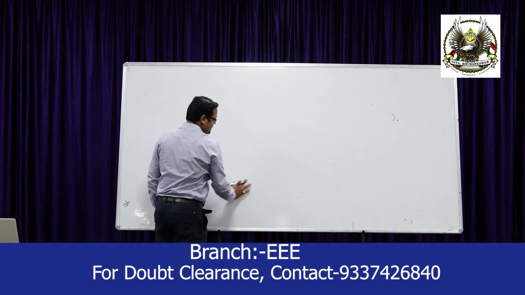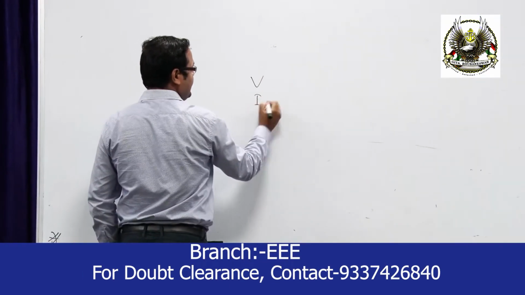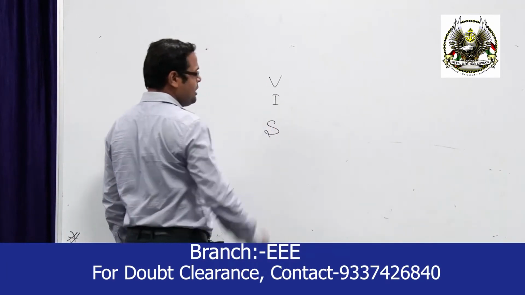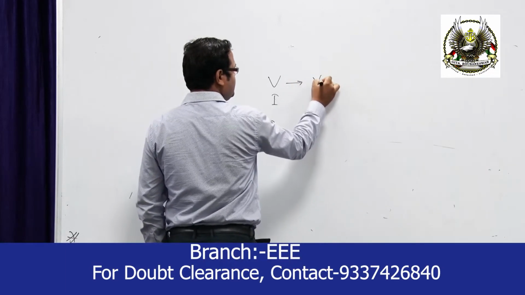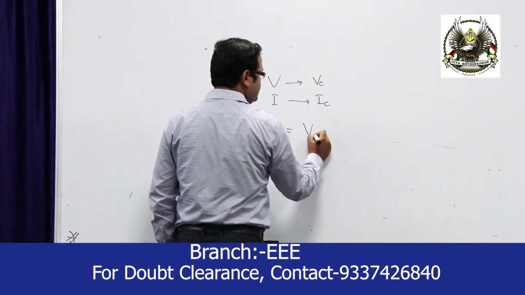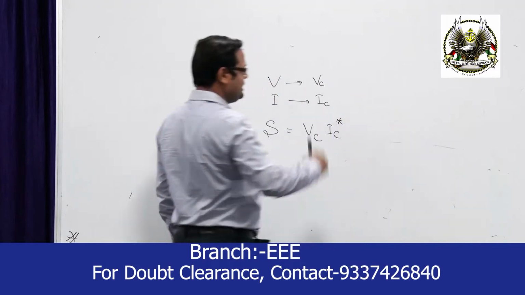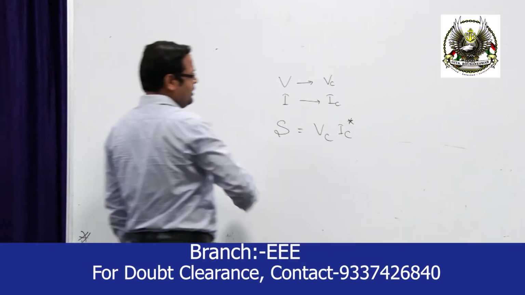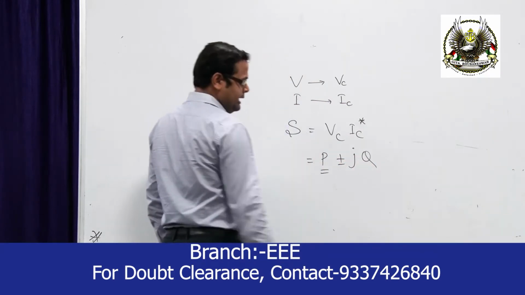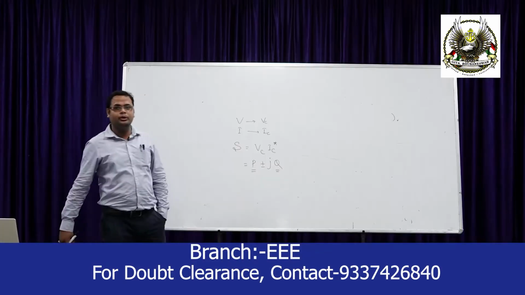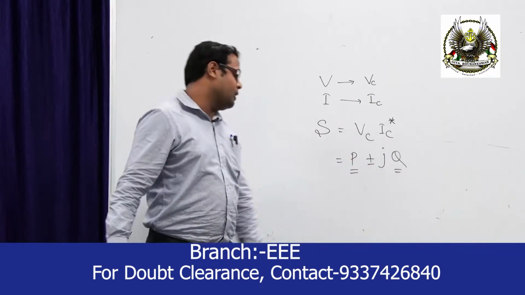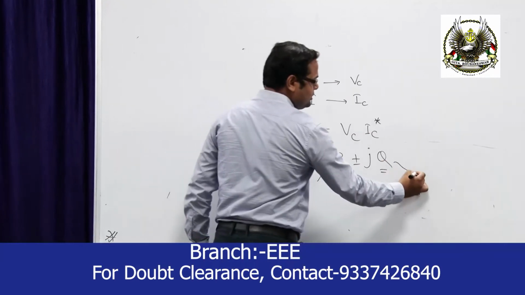Suppose in a particular question both voltage and current are complex. In that case we can find the complex power S. Here V is complex, let it be Vc, I is also complex, that is Ic. So, your S is equal to Vc Ic conjugate, the sign for conjugate. So, finally, you will be getting P plus or minus jQ, a real term and an imaginary term, because both the terms are complex. When you multiply, you will be getting a real term and an imaginary term. So, this is your real power and this is your reactive power.